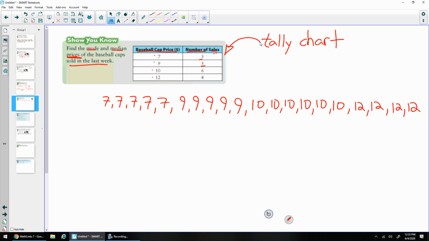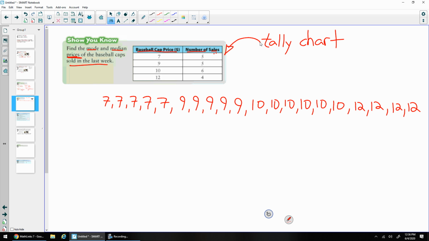It can be useful to write it out, but just to show that a tally chart is a different way that we can show a set of data, just like this list of numbers, and it's useful for when you have a certain set of numbers that are occurring often. So in this case, only 7, 9, 10, and 12 are occurring because those are the costs of the baseball caps, and we can easily see how many times they're each showing up here.